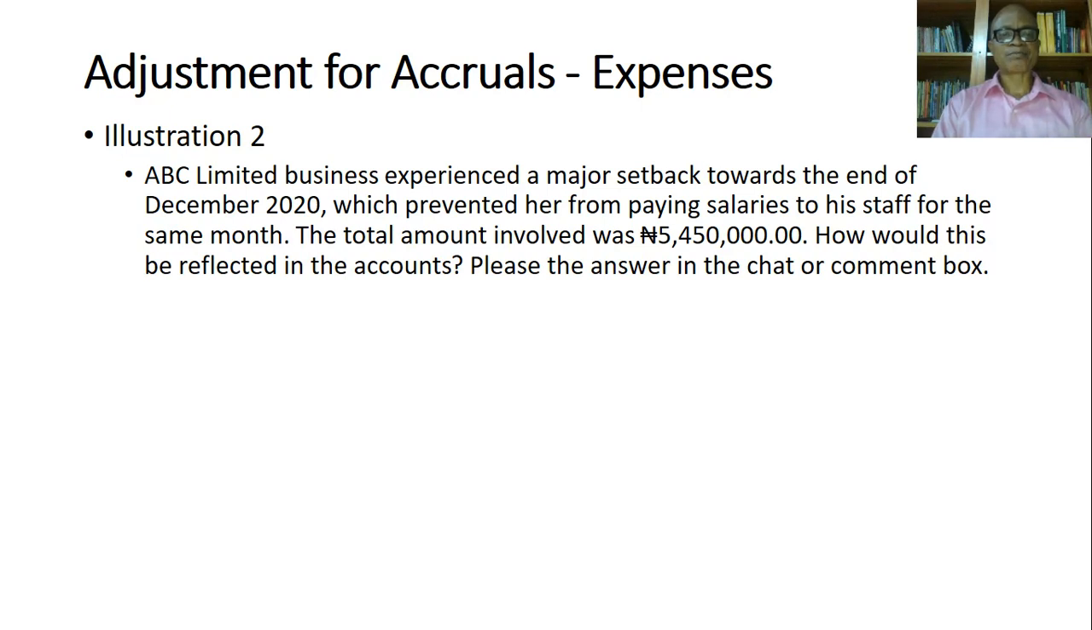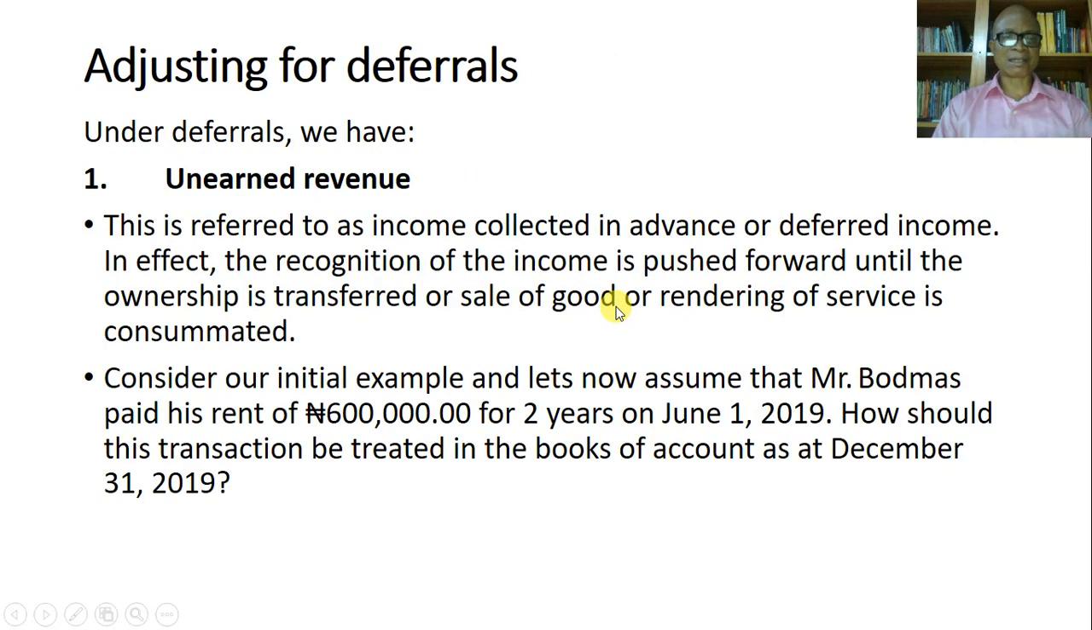ABC Limited experienced a major setback toward the end of December 2020, which prevented her from paying salaries to staff for the same month. The total amount involved was 5,450,000. How would this be reflected in the accounts? Please answer in the chat or comment box. I'll see it later on.